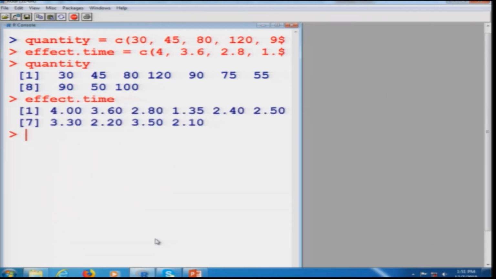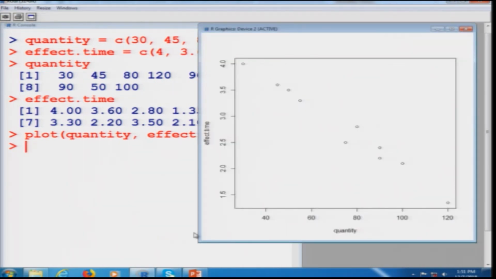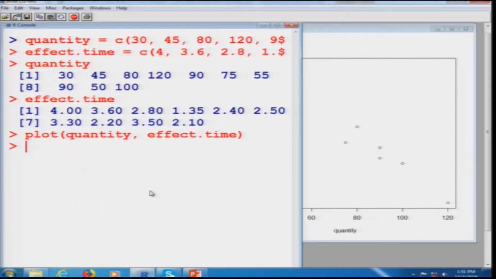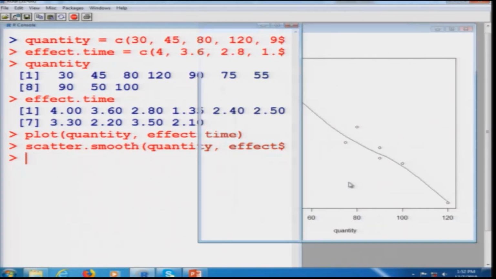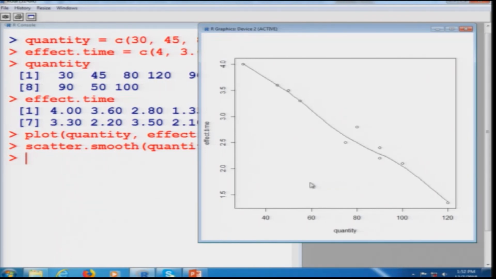Now, I would like to know what is the nature of relationship. So, I try to make here a plot between, say here, quantity and effect dot time, and you can see here this is the plot. This is the same plot that we have just obtained in the slides. And now, if you want to make it here a scatter smooth plot by adding a trend line, I have to use the command here scatter dot smooth, and this gives me here this graph which is the same points, but with a trend line.